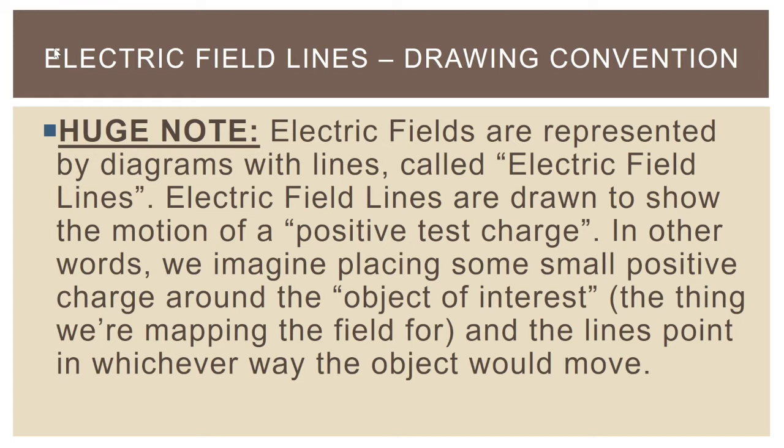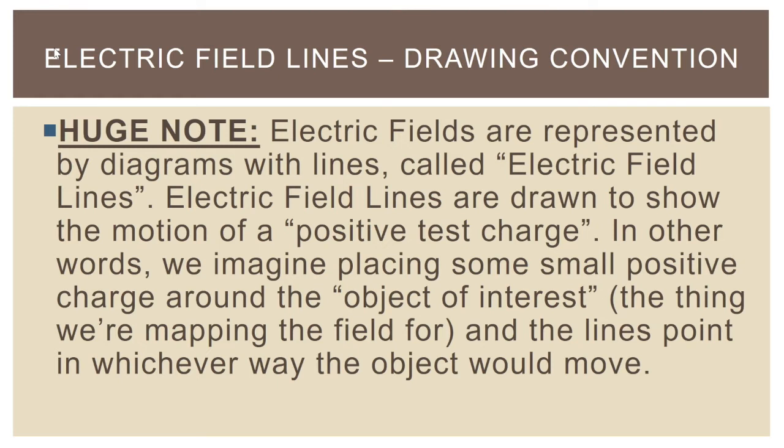And so I'd like you to draw this under the heading Electric Field Lines Drawing Convention. This is a huge note. Electric fields are represented by diagrams with lines called electric field lines. Electric field lines are drawn to show the motion of a positive test charge. This needs some explaining. An electric field line diagram is a diagram with a charge. That charge is going to have an electric field around it, and lines with arrows. Those arrows are drawn to show you the motion of a positive test charge.